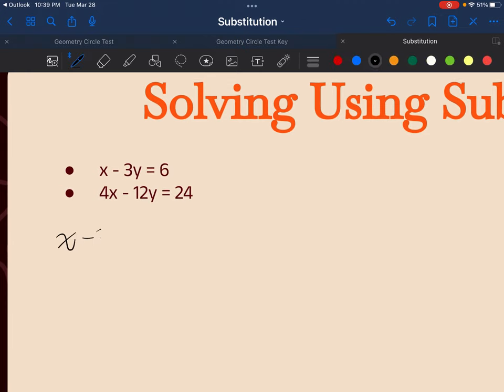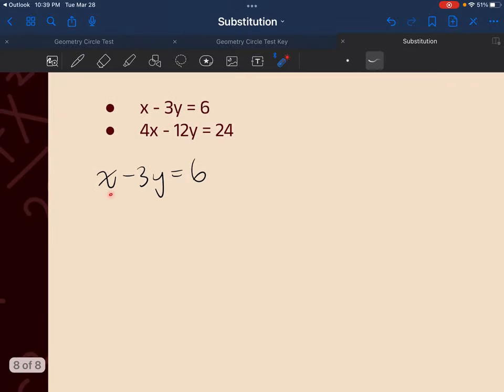In this case, if we look at my first formula, X minus 3Y equals 6. There is nothing in front of my X and there's a -3 in front of my Y. So which one will be easiest to get by itself, X or Y? Everyone should have at least thought X. So that means we have to get X by itself.